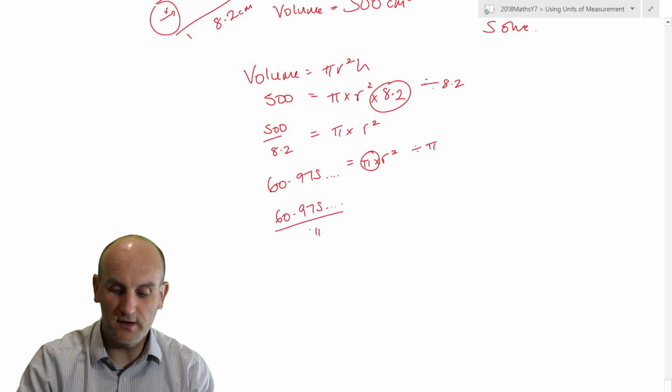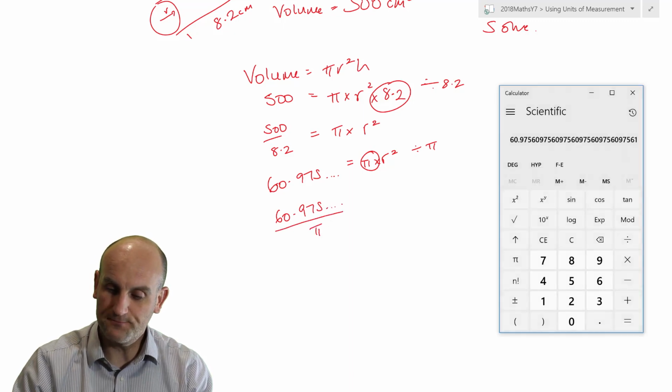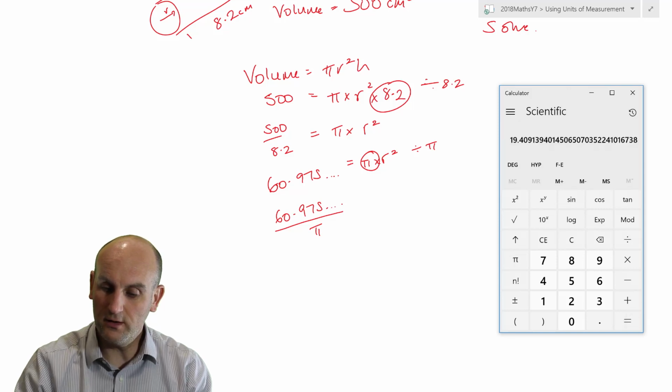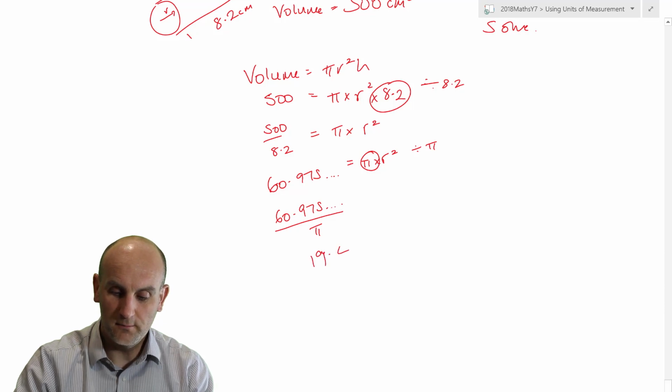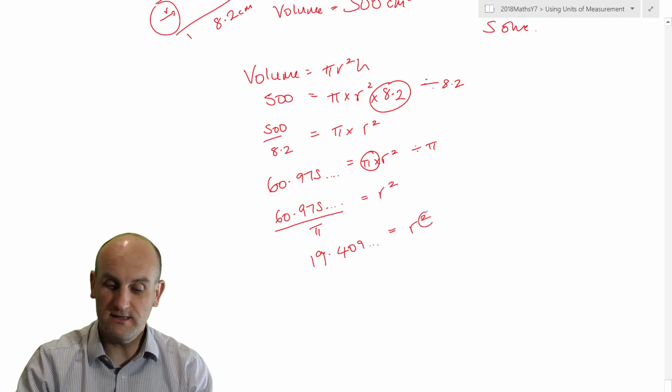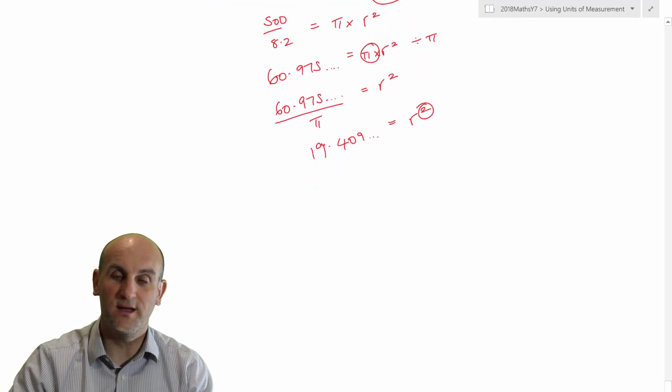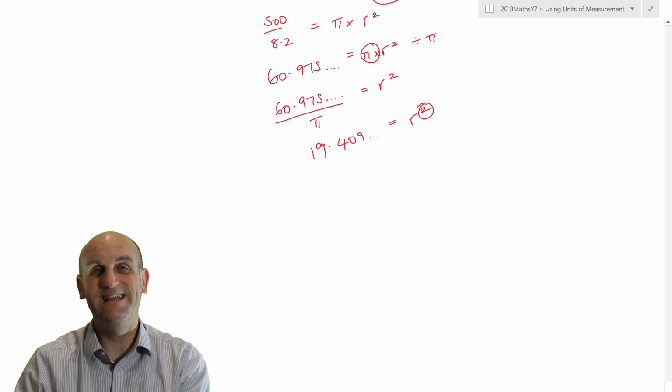So 60.975... divided by pi. Load up my calculator. Divide by pi. Hit enter and I get 19.409... is equal to r squared. And now I just need to get rid of this squared. Well, how do I get rid of a squared? I square root. Yes, I square root.